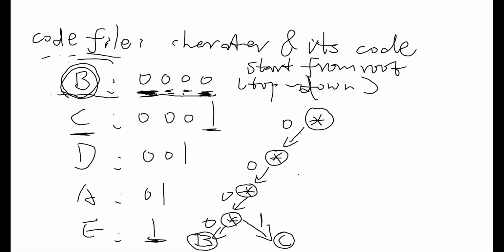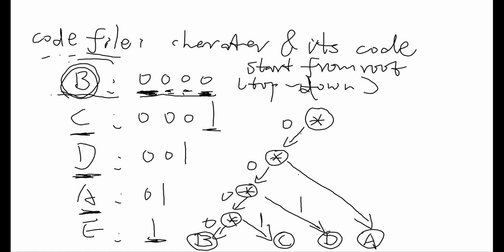And then let's see D. Okay, D is 0, 0, and then 1. So it should go to here. D is 1. And then A is what? 0, 1. Okay, A is 0, 1. So starting from here, go to the right. So that's A. And E is just 1. Okay, E is 1.